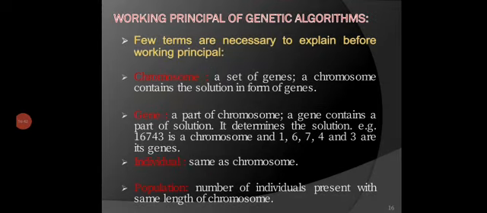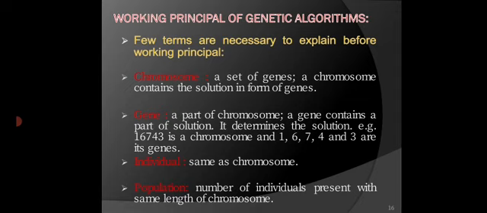Chromosome. What is a chromosome? Here, a set of genes. A chromosome contains the solution in the form of genes. Genes are a part of a chromosome. A gene contains a part of the solution. It determines the solution. For example, 16743 is a chromosome. Then the number 1, number 6, number 7, 4 and 3 are the genes. So genes are the part of a chromosome and a chromosome is a set of genes.